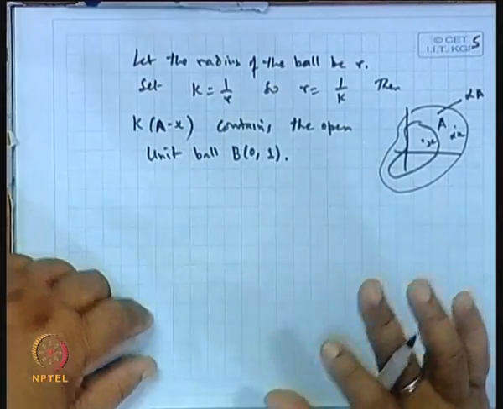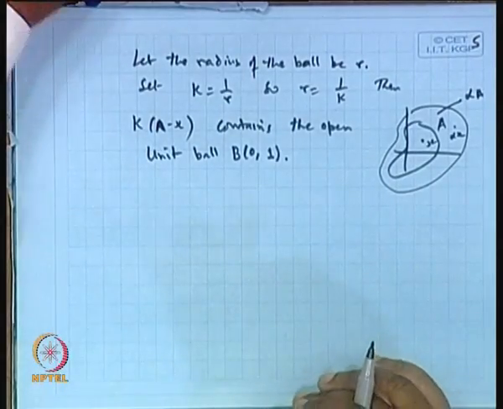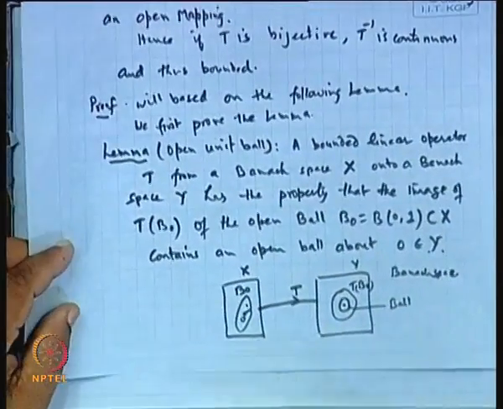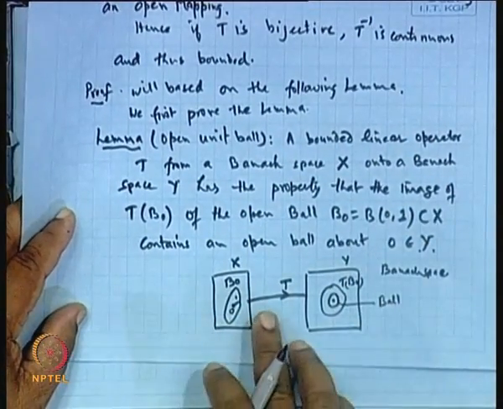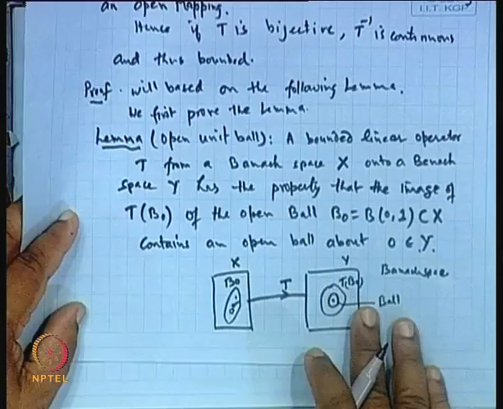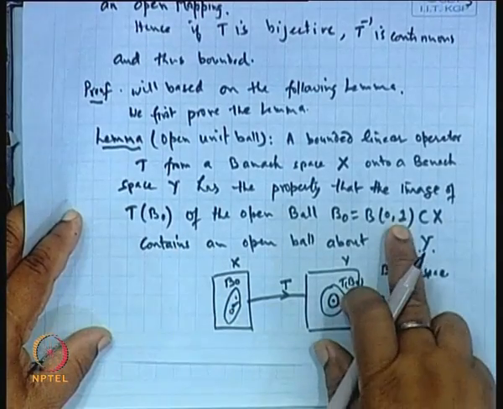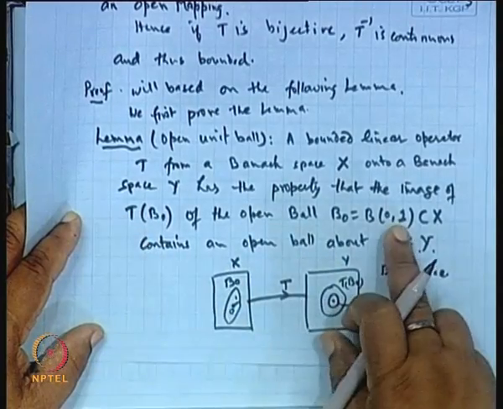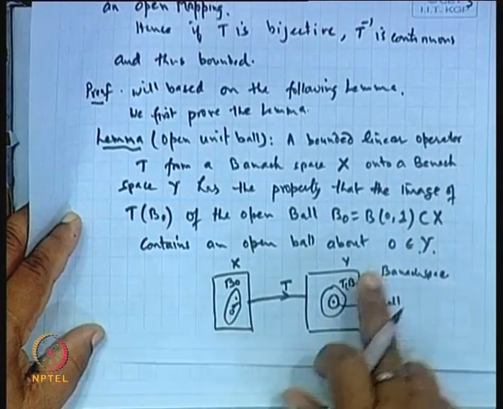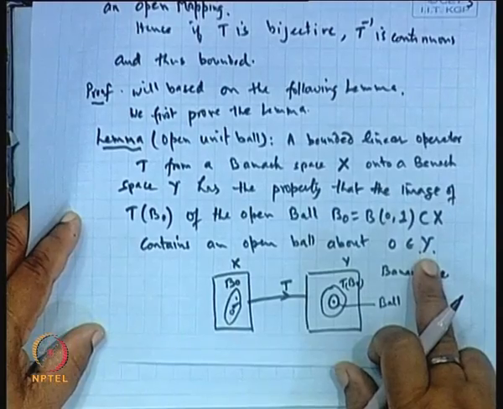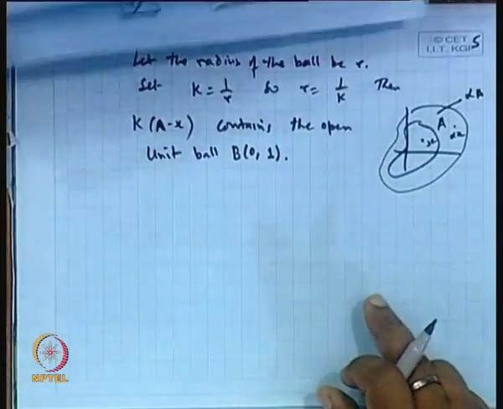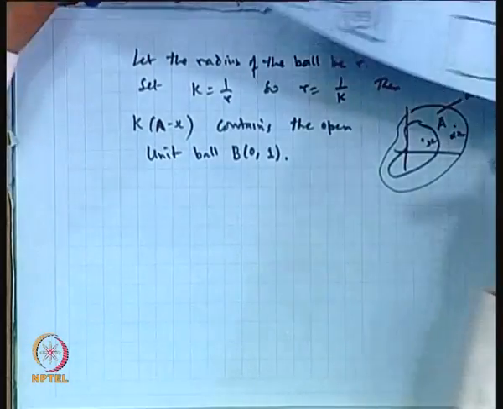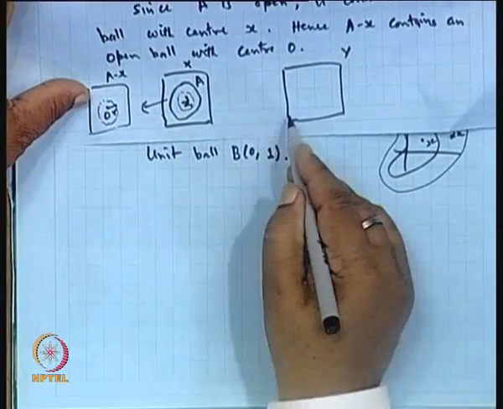Okay, that is what. Now, let us see this lemma. The lemma says that if T is a bounded linear operator from X to Y, then the image of an open ball under the operator T, whose ball is centered at 0 and radius 1, will contain an open ball about the point 0. So, this is an open ball here in this set, and T is an operator from here to here.